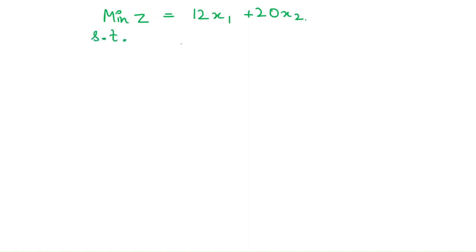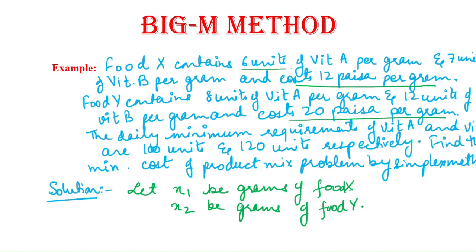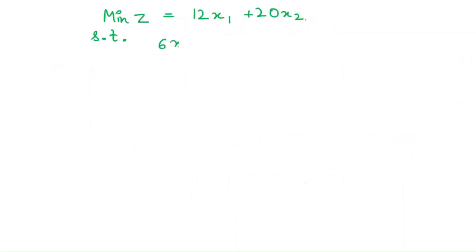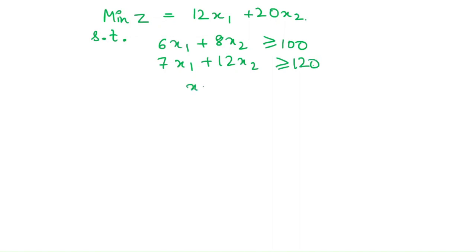As you would notice here, we are talking about 6 units of vitamin A in this, and 8 units of vitamin A per gram, and this is the total quantity, 100 units of vitamin A minimum, and it could be greater than that also. So I'll formulate this as 6x1 plus 8x2 greater than equal to 100. Similarly, for the vitamin B, it would be 7x1 plus 12x2 greater than equal to 120. And lastly, x1 and x2 both are greater than equal to 0. So the LPP is given by this.